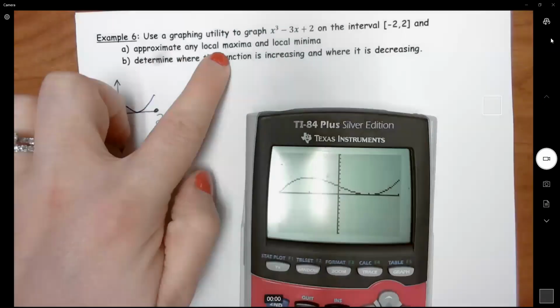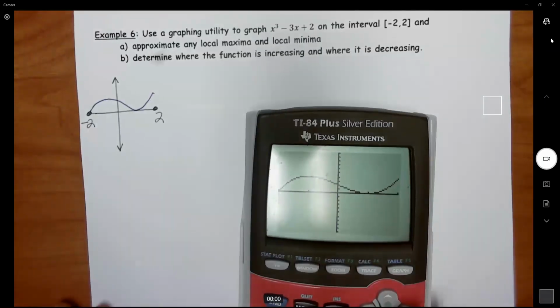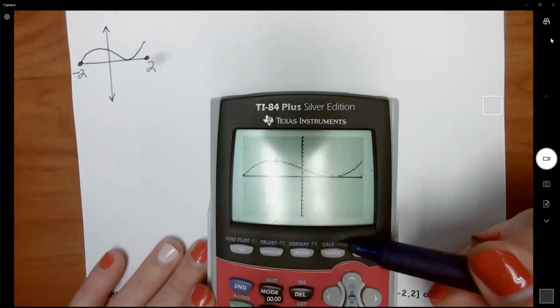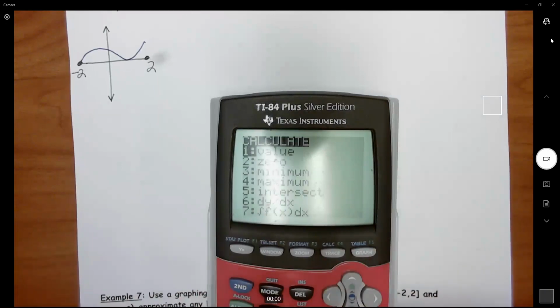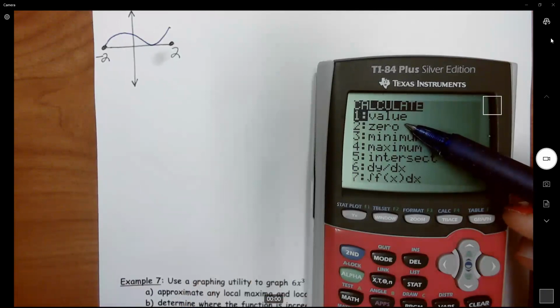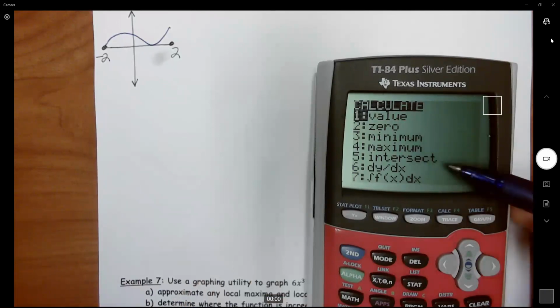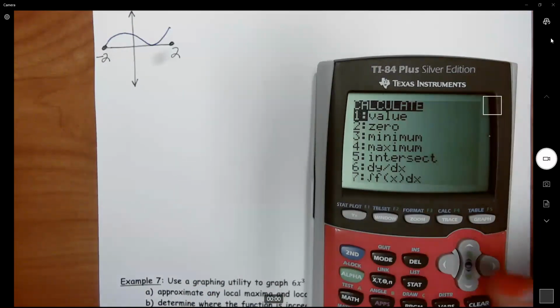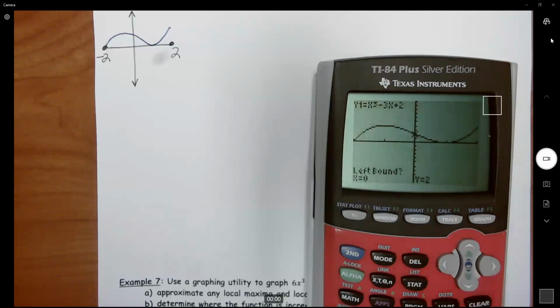Okay. So let's approximate the local max and min. We're going to use this calc function, so hit second trace. We have used 0 before. We have used intersect before. Now we're going to use min and max. So if I want to find my max first, I'm either going to arrow down to 4, or you can just punch in 4 on your keypad.